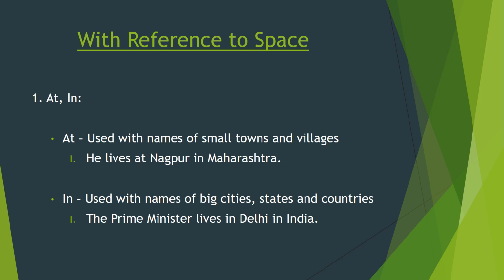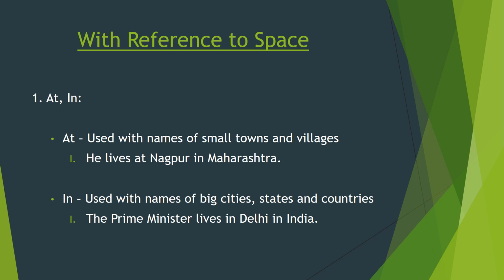If you compare these two places, Maharashtra is the bigger one and Nagpur is a small one. Maharashtra is the state and Nagpur is the town, city of Maharashtra. So we have used at preposition with the smaller place, that is Nagpur. Maharashtra is big, we are using in preposition with that. Second, in preposition is used with the names of big cities, states and countries. The Prime Minister lives in Delhi in India.